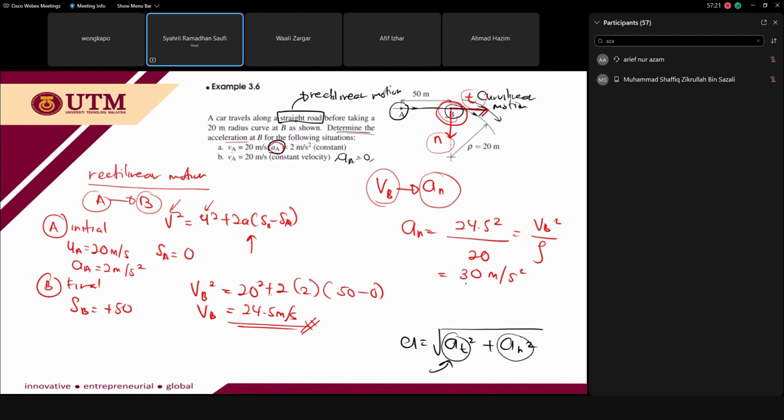So AT is actually equal to the acceleration A because it's mentioned it is constant. Okay, from A to B, the acceleration is constant. So we say that AT is equal to AA. So then you can determine the acceleration, which is the square root of 2 squared plus 30 squared. So this is just the magnitude of the acceleration.